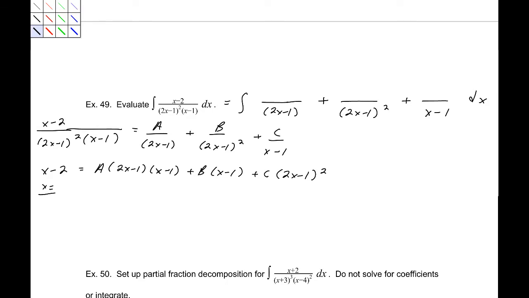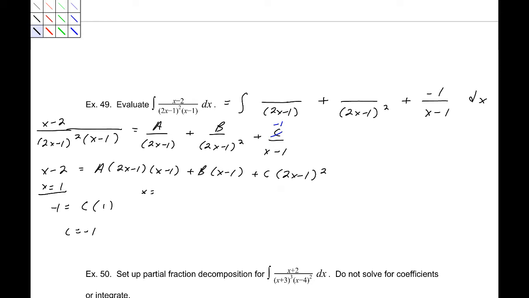Again, some very smart choices. First, let's go with a value of 1. A value of 1 will give me -1 equals a times 1 times 0. So actually that first term cancels out. The second term cancels out, and so we get c times, plugging 1 in there, just 1. So c is -1. Okay, c is -1. Now, let me mark that out here. Or actually, I can just put that here. -1. All right, now let's find b.